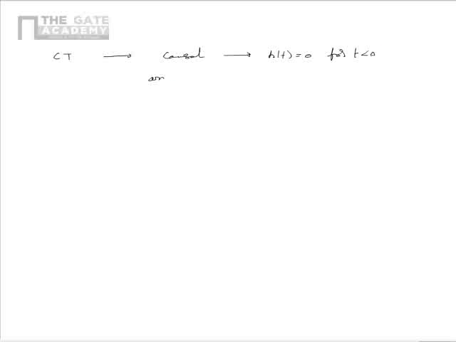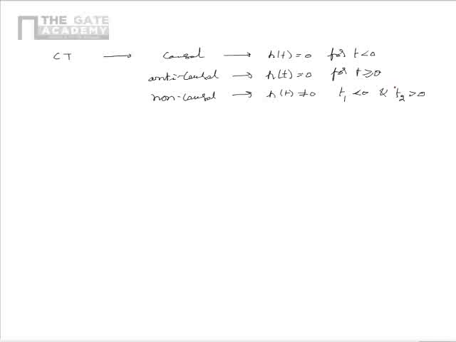If the continuous time system is anti-causal, then h of t is equal to 0 for t greater than or equal to 0. If the continuous time system is non-causal, then h of t is not equal to 0 for at least one t1 less than 0 and for at least one t2 greater than 0. So based on these properties of the impulse response, we can say if the continuous time system is causal or anti-causal or non-causal.